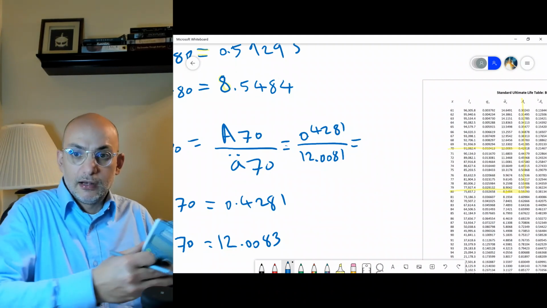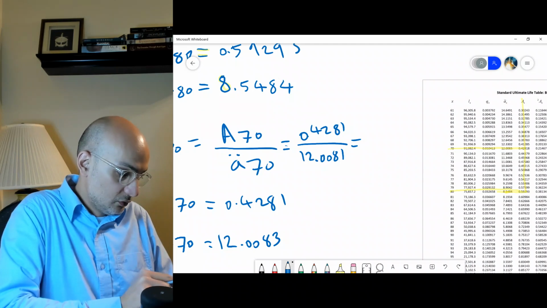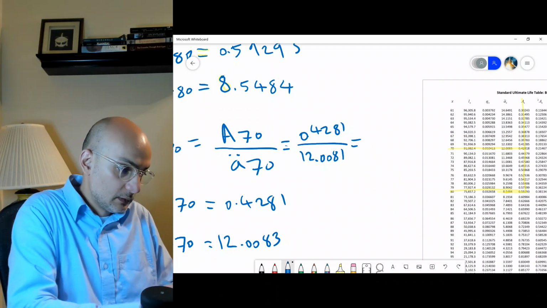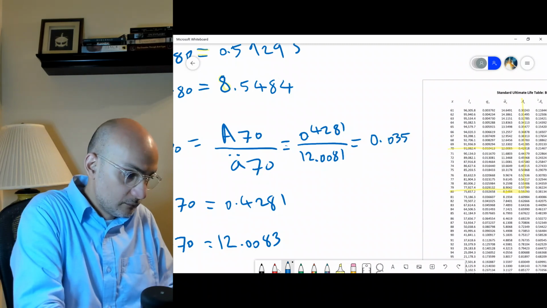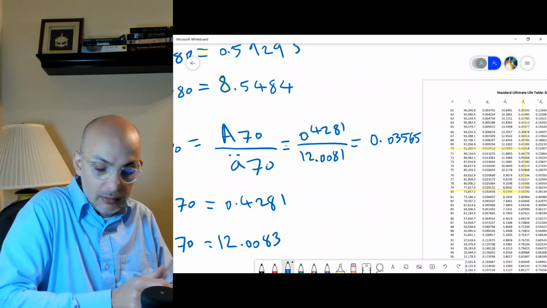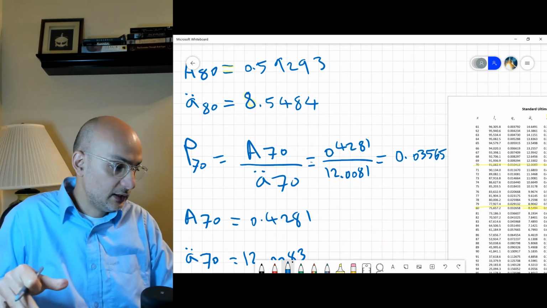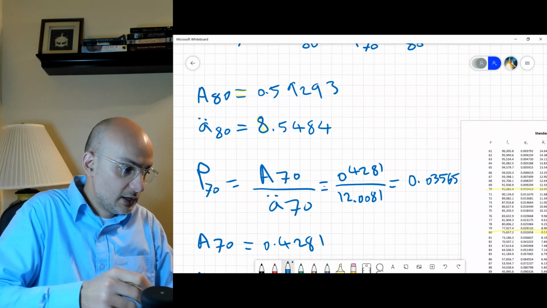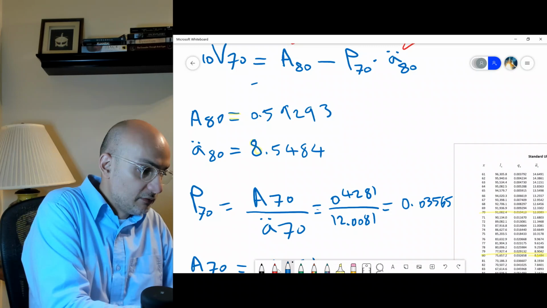I need my calculator here to calculate this one. 0.4281 divided by 12.0081. I got the premium to be 0.03565. Keep it in your calculator. The answer, keep it in your calculator so you can plug it in when you need. So now we got all pieces of what we wanted. So now we have all pieces.